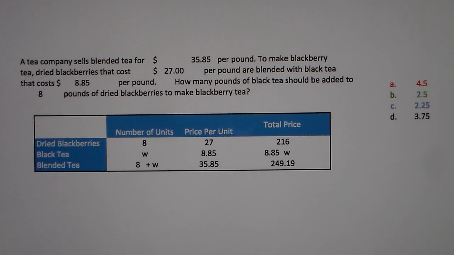A tea company sells blended tea for $35.85 per pound. To make blackberry tea, dry blackberries cost $27 per pound, are blended with black tea that costs $8.85 per pound. How many pounds of black tea should be added to 8 pounds of dry blackberries to make blackberry tea? So this is a pretty challenging bit of work here. We got to find these ratios, aka the weighted averages here.